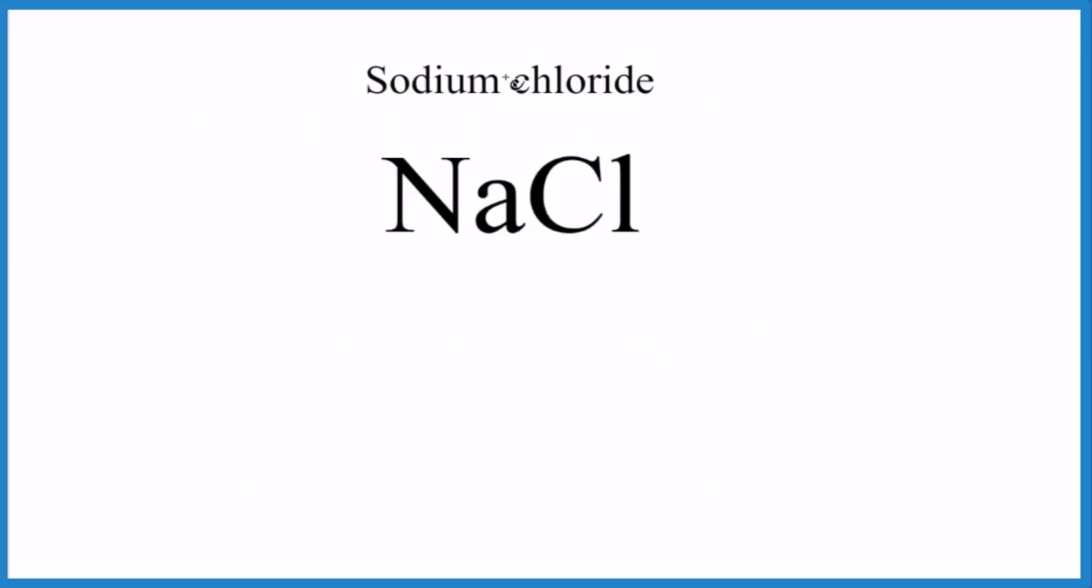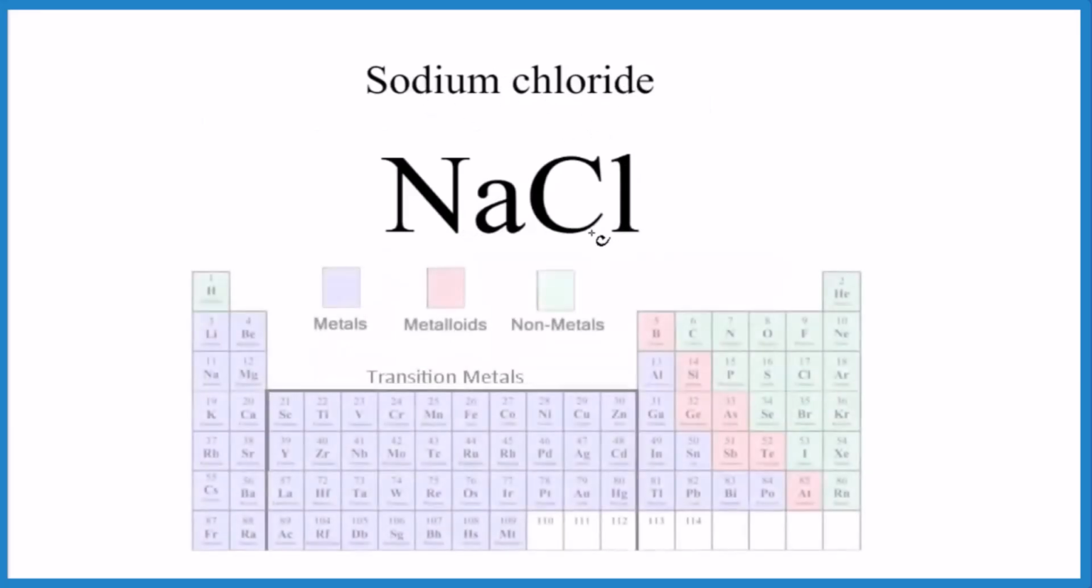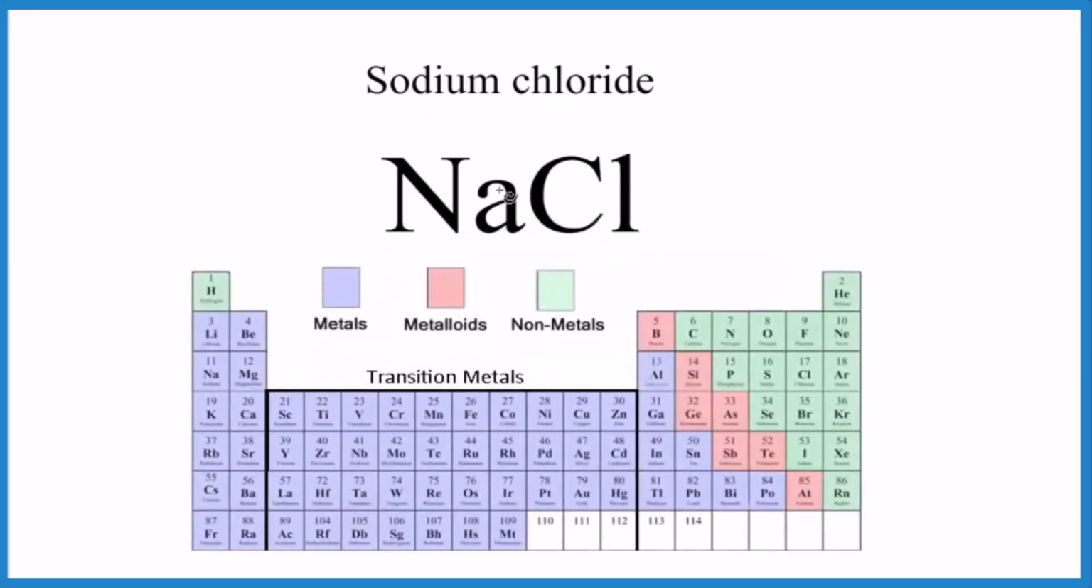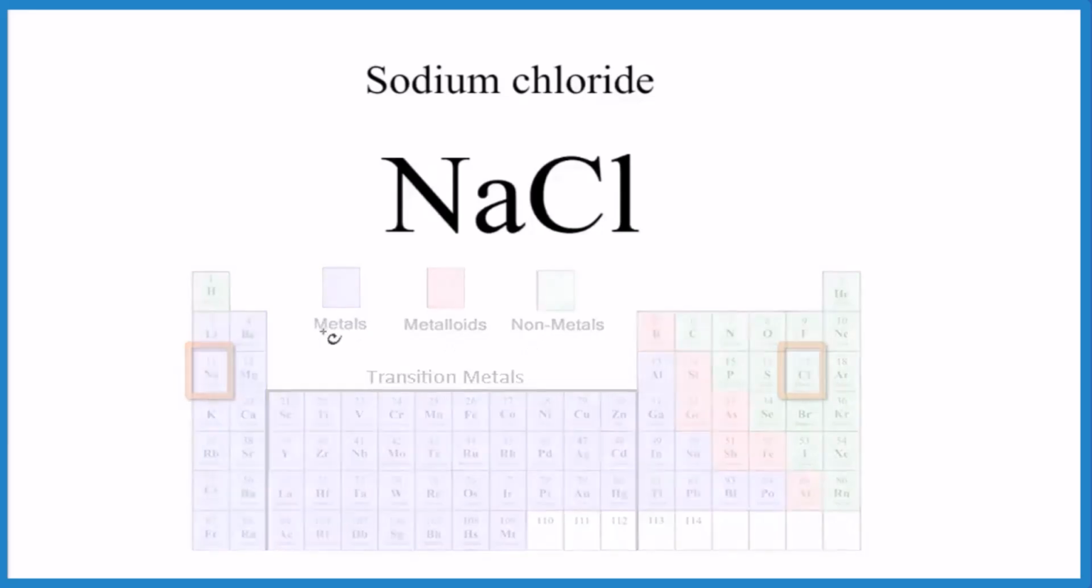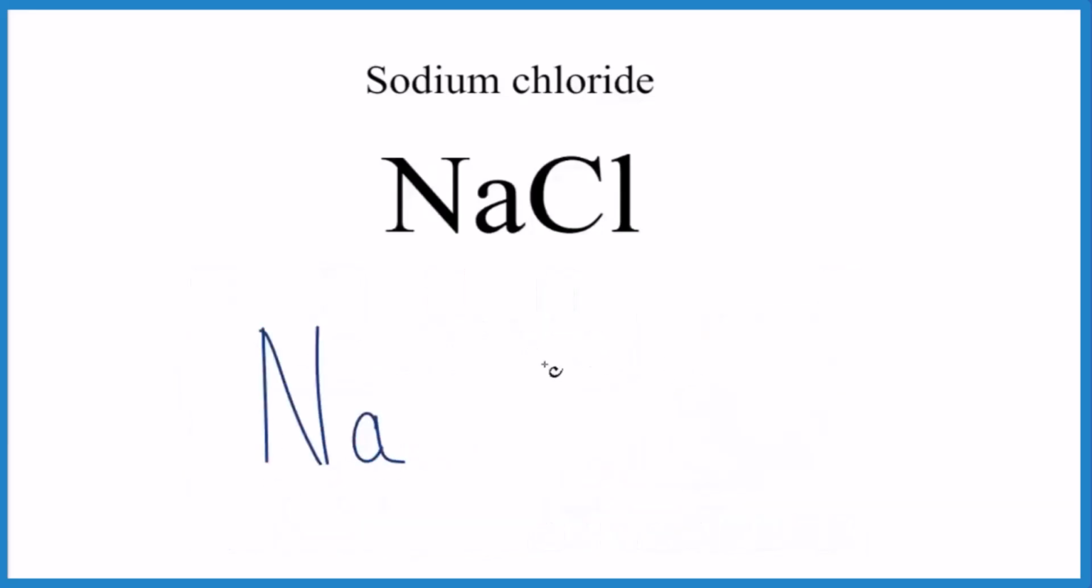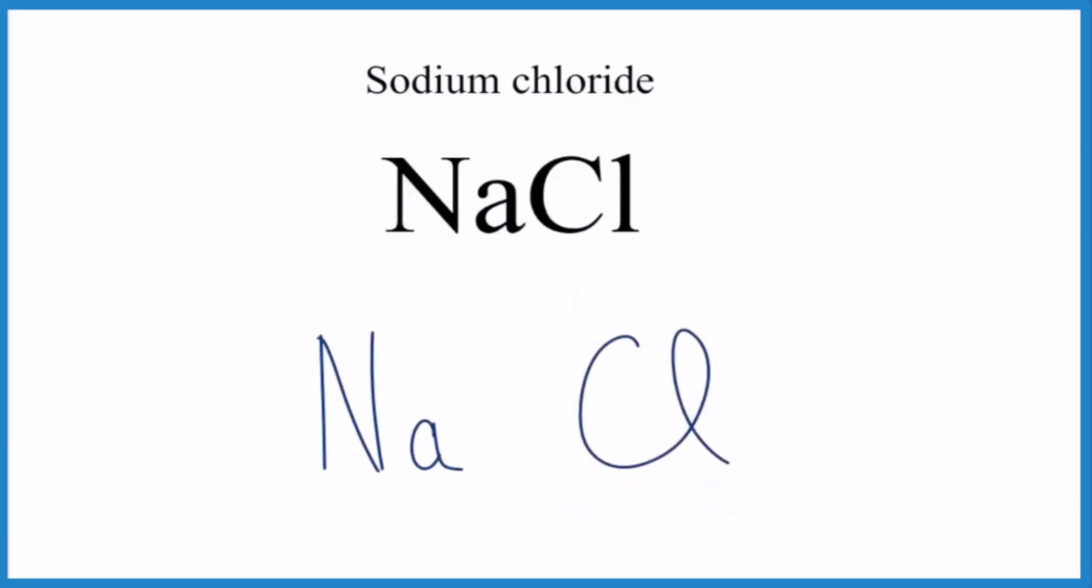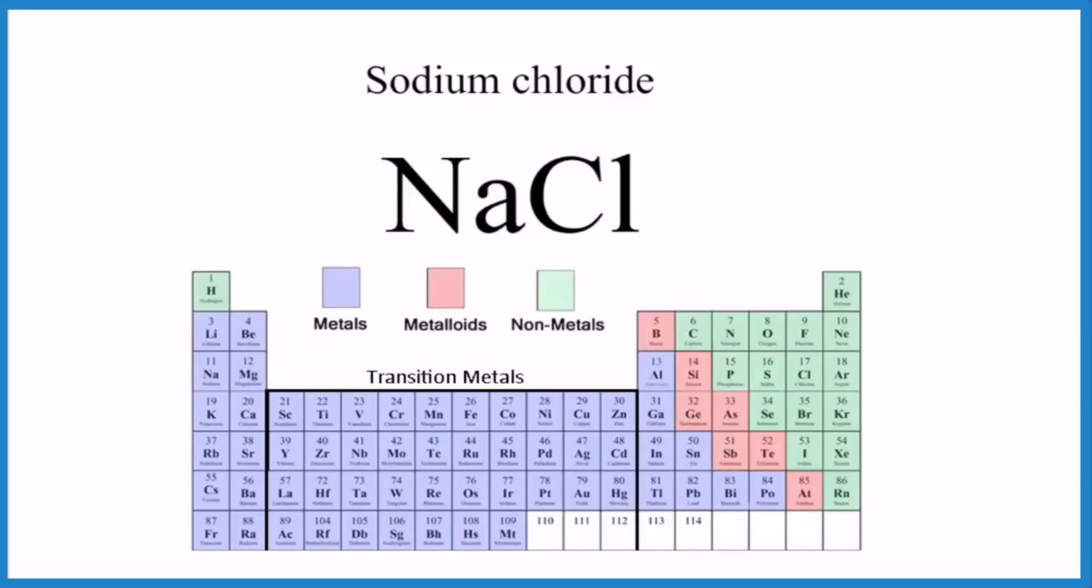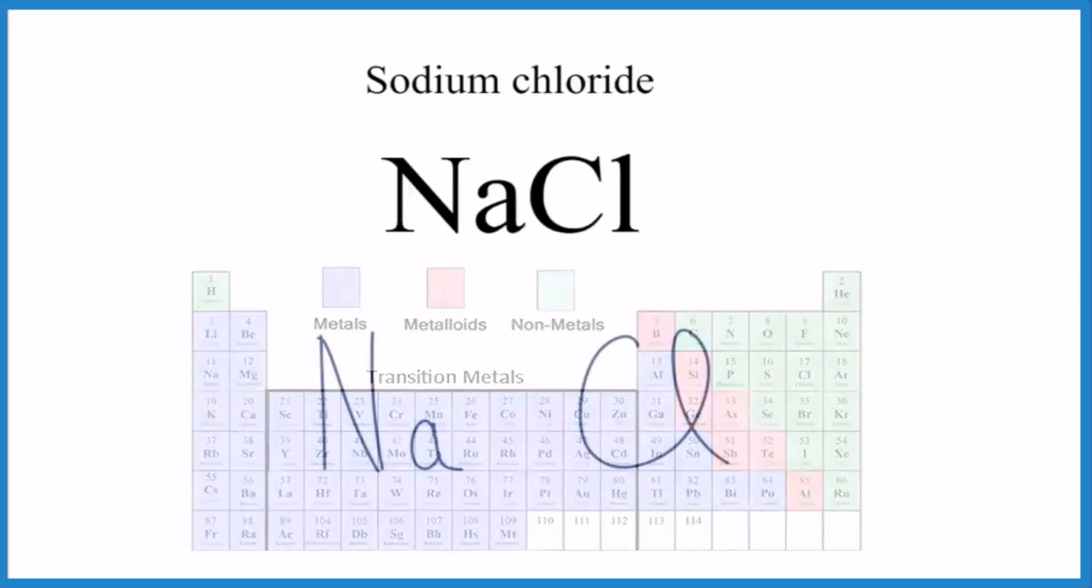To write the Lewis structure for sodium chloride, NaCl, we first look at the periodic table. We see sodium, that's a metal. Chlorine is a nonmetal, so we have an ionic compound. Let's write Na and then Cl. Next, we need to figure out how many valence electrons each of these elements has. So we go to the periodic table, and we can see that sodium, that's in group 1, and those elements have one valence electron. So let's put that out there.